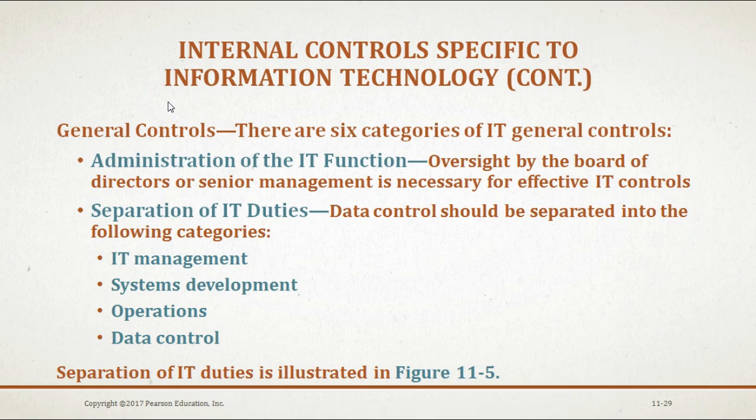The 6 categories of general controls have an entity-wide effect on all information technology functions. The 6 categories of IT general controls are the administration of the IT function, which involves the oversight by the board of directors or senior management as a necessary function for effective IT controls. The separation of IT duties is a control where duties should be separated into the following categories: information technology management, systems development, and operations, as well as data control.